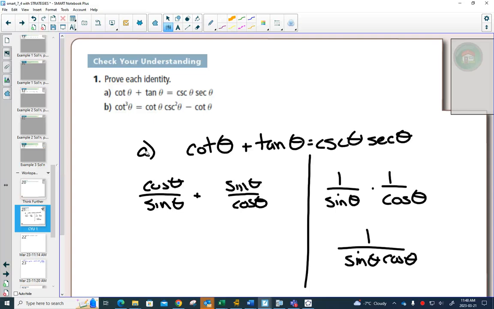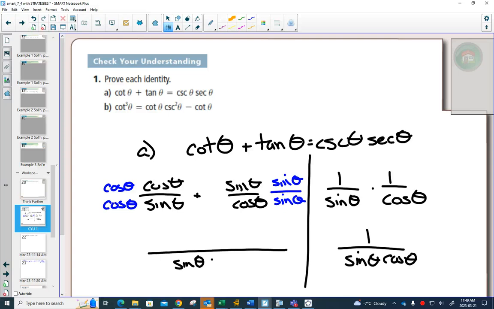The left-hand side, I would add fractions. I need a common denominator. So this one's missing cos of theta, and this one's missing sine of theta. Then I would have a common denominator of sine theta cos theta. On the top, cos times cos would be cos squared, and sine times sine would be sine squared. And now I'm really close. I've got a single fraction on both sides.